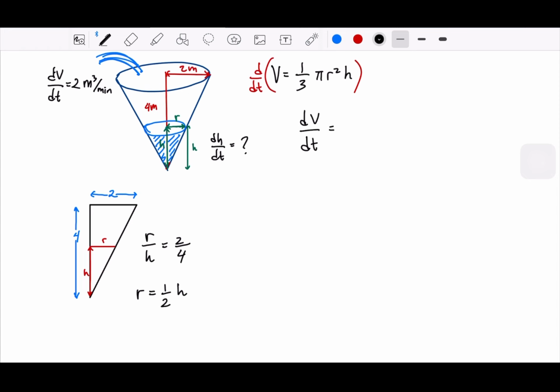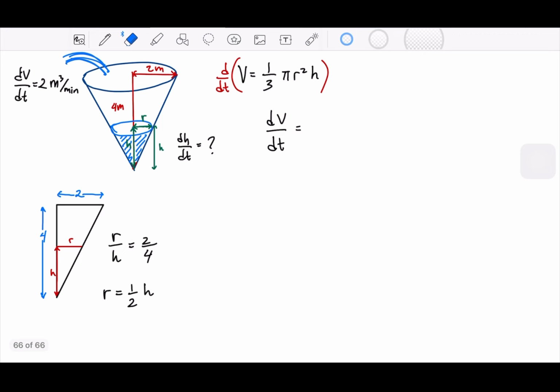So the best way, I think, because it's asking dh over dt, is if we change the r with h over 2, we are going to have just h as the variable in the equation, which we are going to evaluate, and we can get dh over dt directly. Right? Well, you could also write it with r, but you need to do another process to bring back dh over dt, because if you have r, then you have dr over dt. It's not what the question asked. Right?